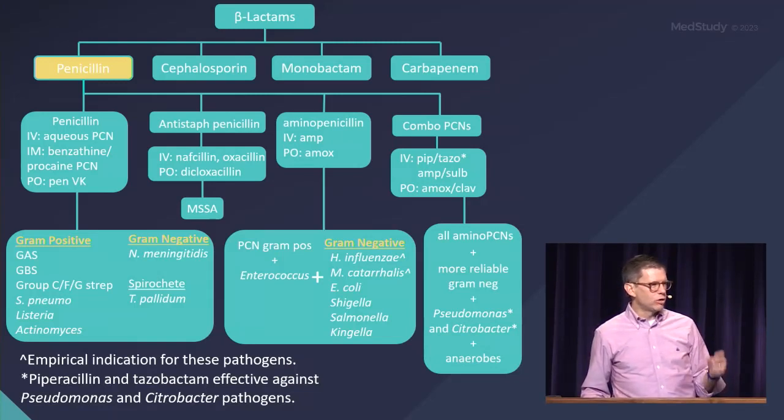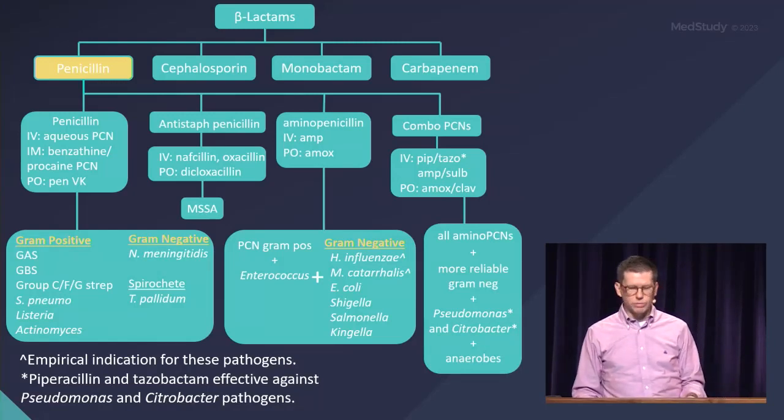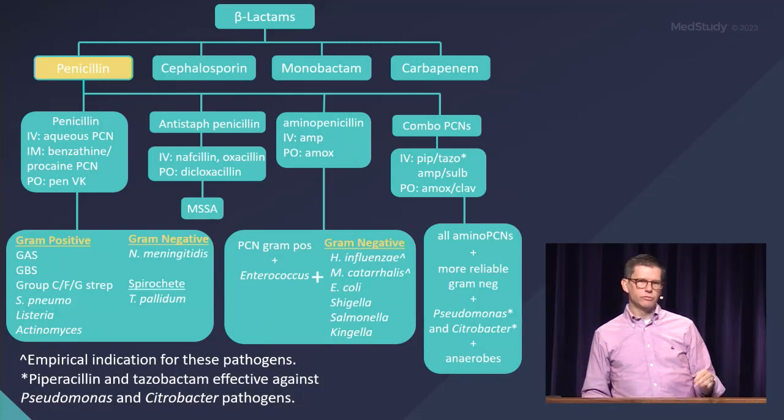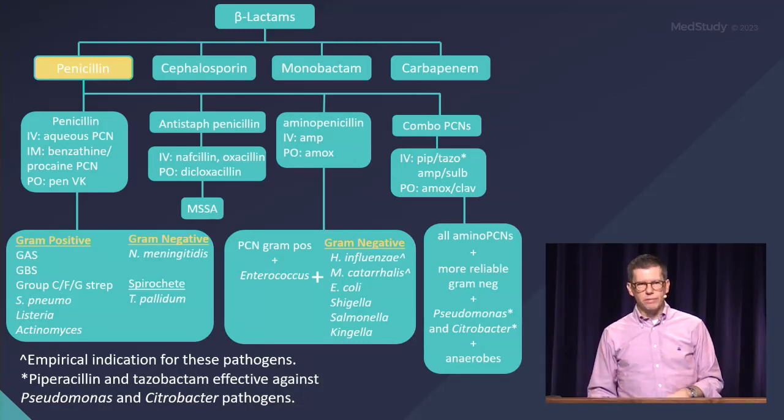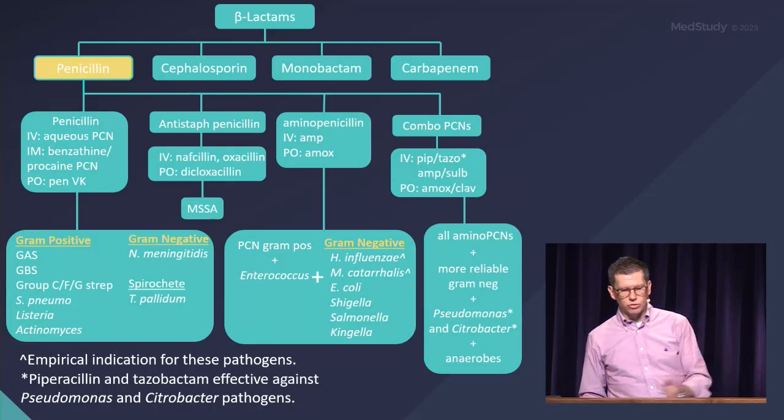We can't think about that equivocally with piptazo, because piptazo has slightly broader coverage, in particular Pseudomonas coverage and Citrobacter coverage. But these are good for gram-positives, gram-negatives, and anaerobes as well. So these are broad-spectrum therapies. And when you're thinking about treating kids, it's okay to start broad-spectrum therapies, but the idea is that you want to de-escalate over time to something closer to the left side of your screen on a penicillin basis.